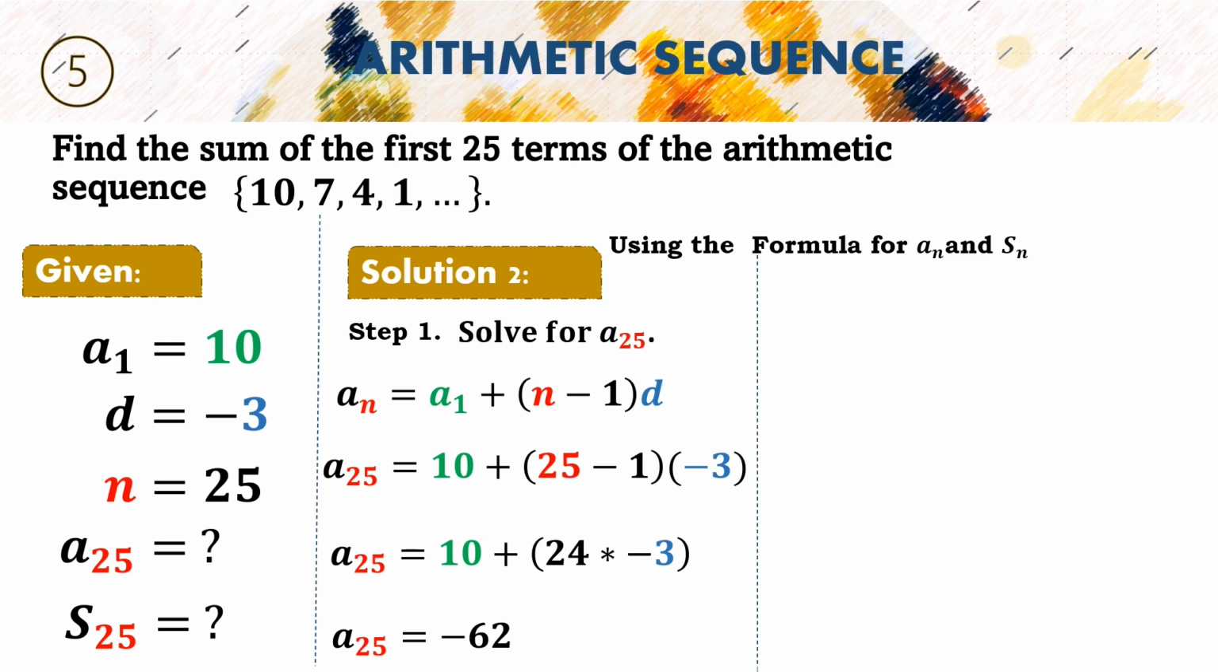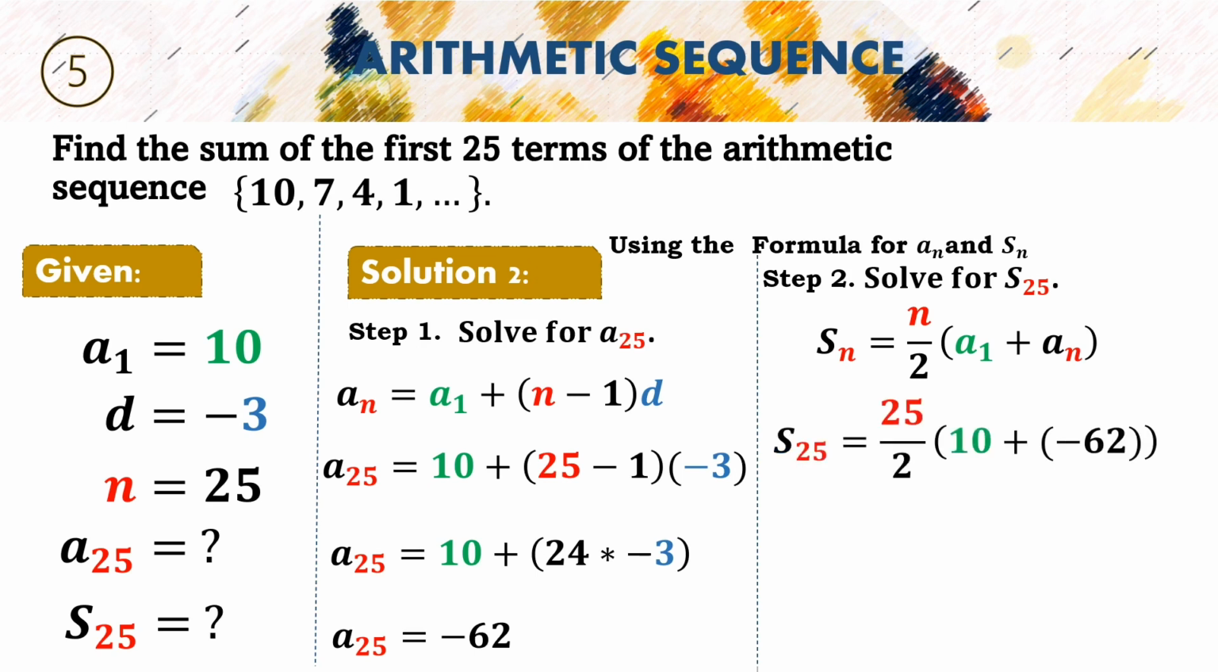Step 2, solve for S of 25. So that is S sub n equals n over 2, quantity a sub 1 plus a sub n, that's formula 1. Substituting the given, S sub 25 equals 25 over 2, quantity 10 plus negative 62. That is 25 over 2 times negative 52. Therefore, S sub 25 is negative 650.